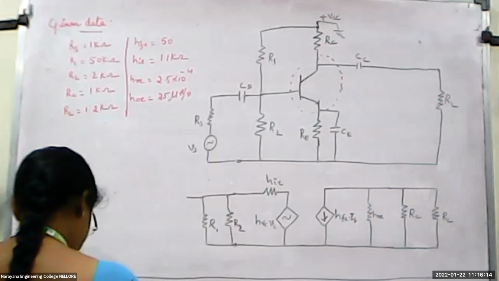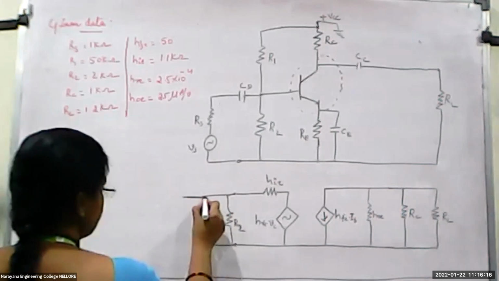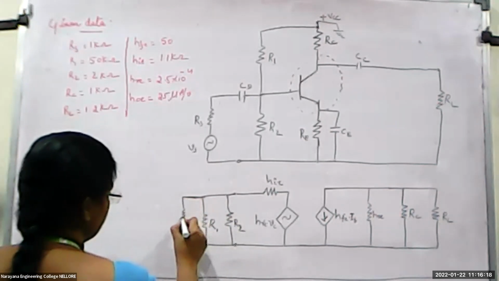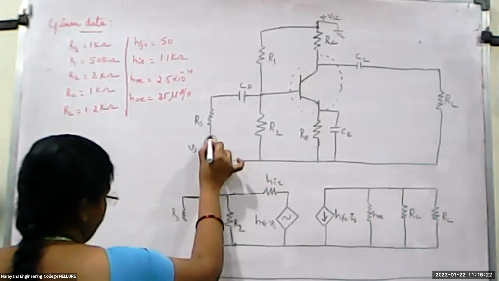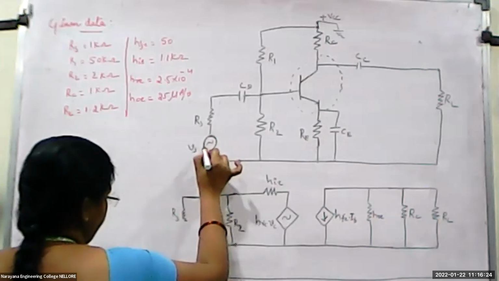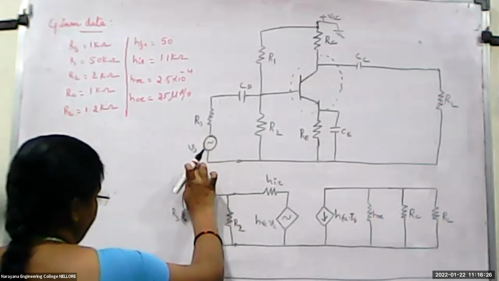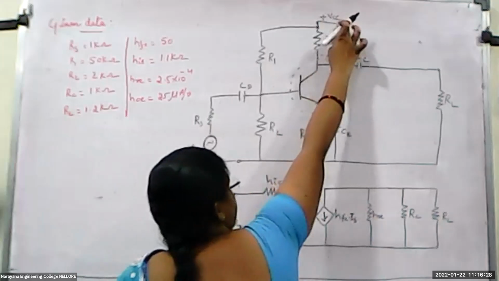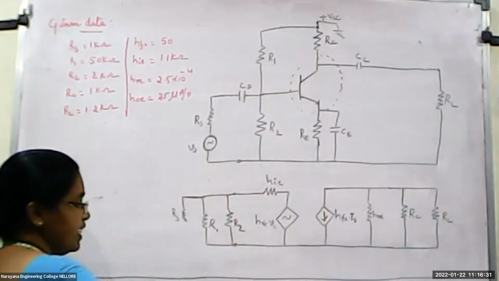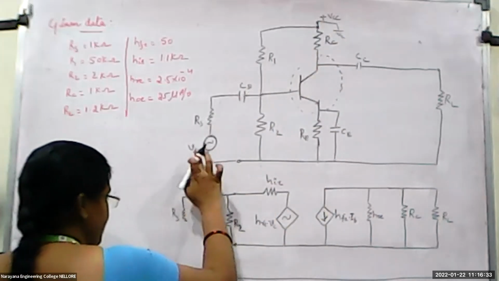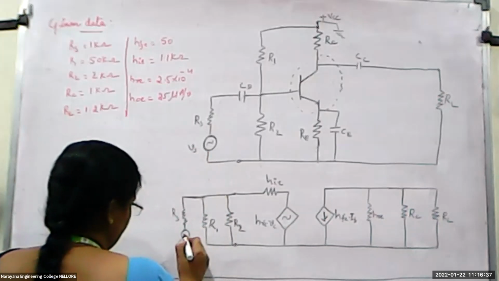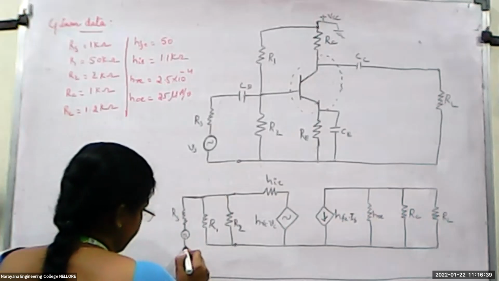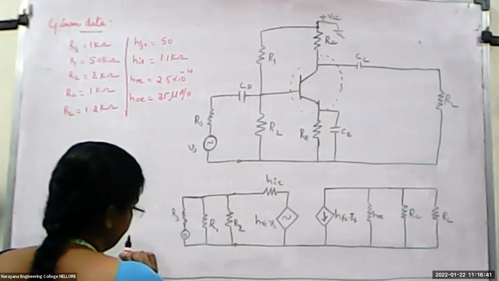Here one more resistance is there, that is RS. We cannot short this voltage source because this is an AC voltage. This VCC is a DC voltage, VS is an AC voltage. So VS can be kept as it is. Source voltage VS is an AC voltage.